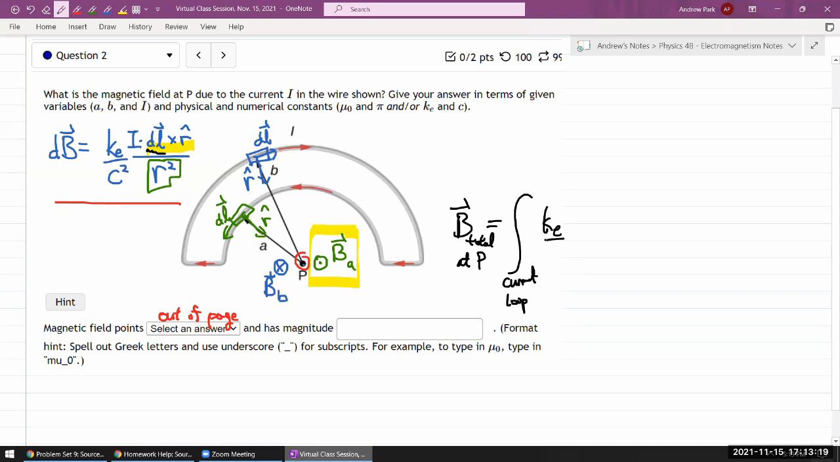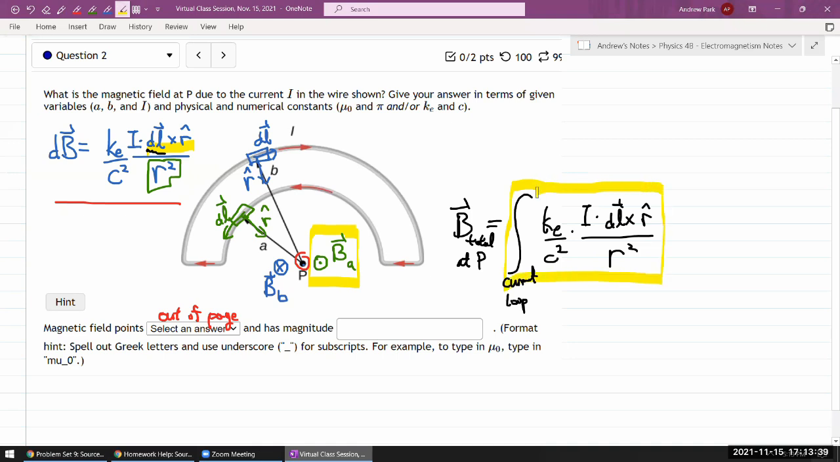The coefficient times the I is going to be a constant. It doesn't change. Times dl cross r hat is something I'll have to work out. And same deal with the r squared. Now, as you look at this schematic expression, that's more of a reminder of what to do than an actual thing you can calculate with. I hope you see this.